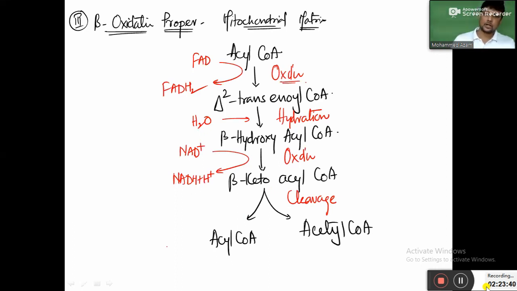So remember, once the beta oxidation proper is done, there is a formation of one molecule of FADH2 and one molecule of NADH. Oxidation, hydration, oxidation, cleavage. Please make a note of this. Then I'll tell you the conclusion part, how to end this. Please write this down first, then I'll tell you the conclusion.